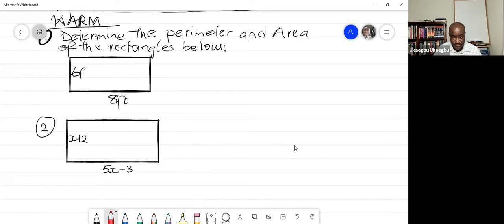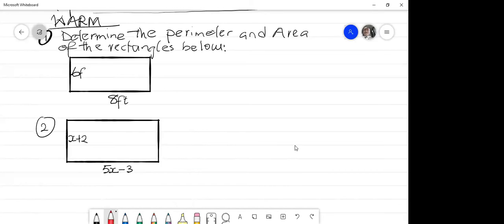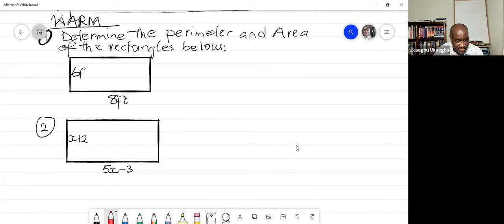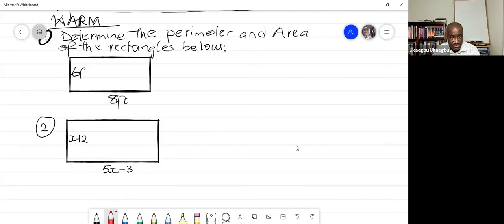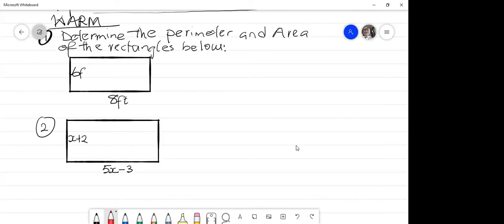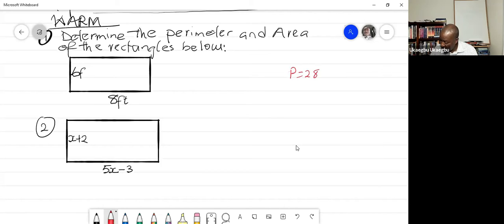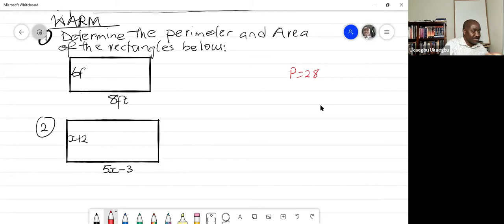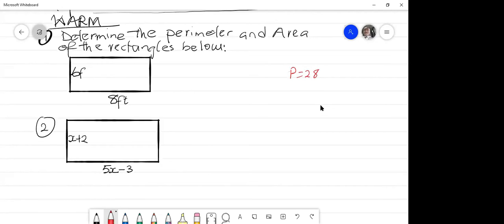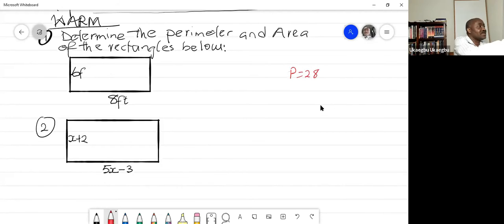The perimeter is 28 feet for number one. I'm sorry, I didn't hear you properly, please. 28 feet. Okay, that's what you said. Let me put it by the side. Perimeter 28. Did anybody agree with that? Yeah, I agree with her. Okay, so how about the area? 48. Okay.